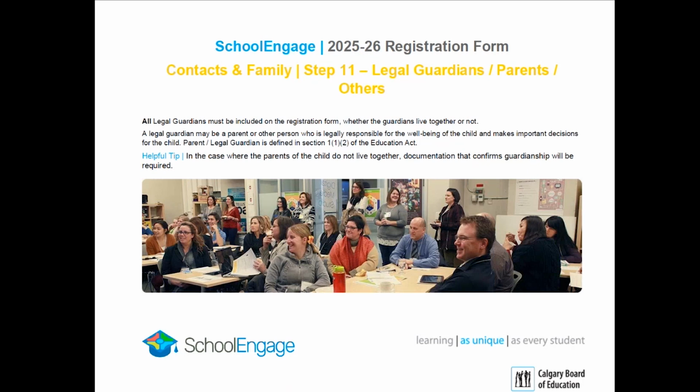Step 11. Legal guardians, parents, others. All legal guardians must be included on the registration form, whether the guardians live together or not. A legal guardian may be a parent or other person who is legally responsible for the well-being of the child and makes important decisions for the child. Parent legal guardian is defined in Section 1.2 of the Education Act. Helpful tip. In the case where the parents of the child do not live together, documentation that confirms guardianship will be required.